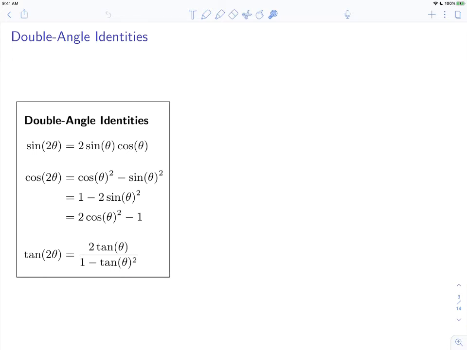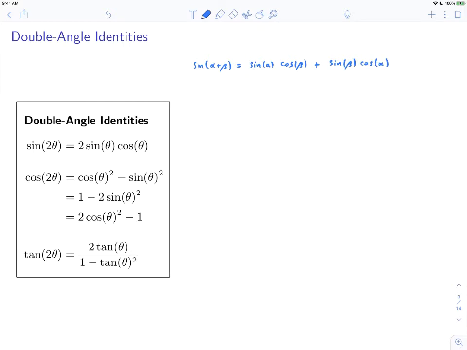How would one go about proving these identities? They all follow from the sum and difference formulas. For example, let's look at sine of 2 theta. We'll start with the sine sum formula. Sine of alpha plus beta is equal to sine of alpha times cosine of beta plus sine of beta times cosine of alpha.